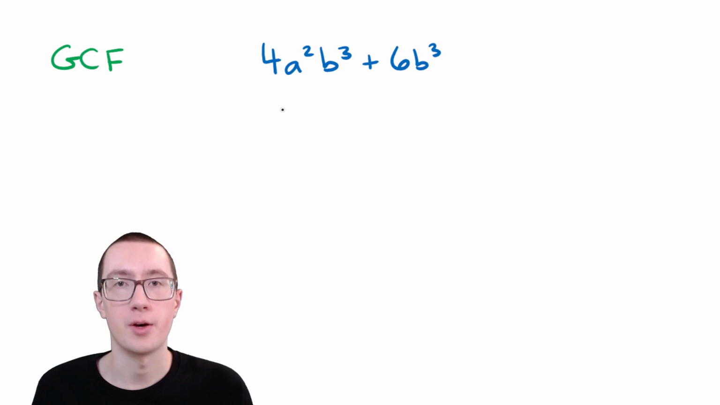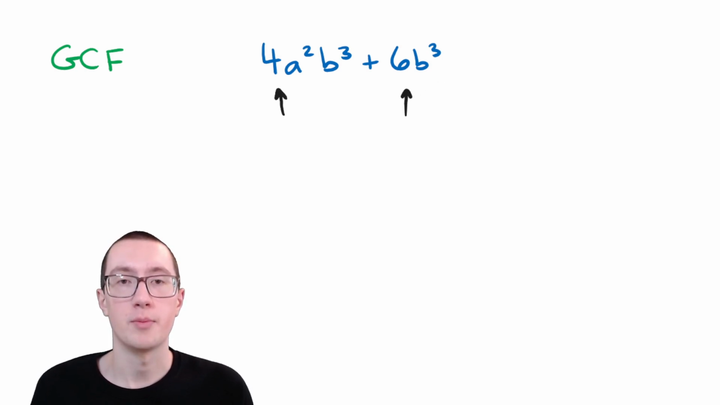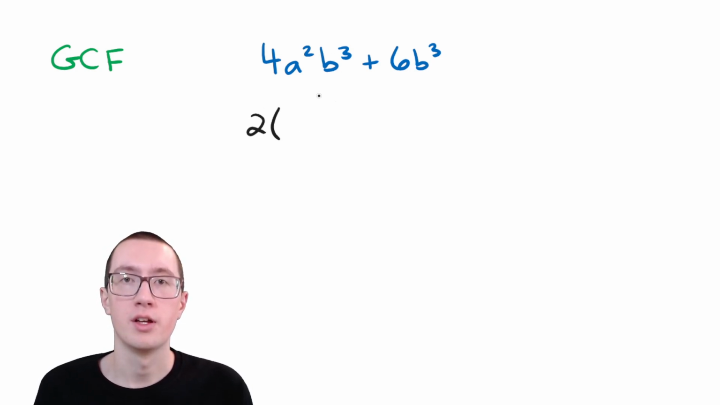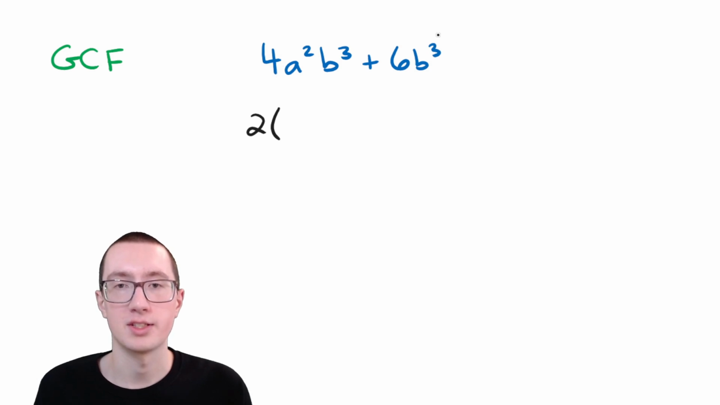So let's go ahead and look at the numbers first. I'm seeing 4 here and I'm seeing 6 here. Well, I'm noticing that these can both be divided by 2. 4 is 2 times 2, and 6 is 2 times 3. So 2 is a common factor between both of these. So let's go ahead and put a 2 on the outside of our polynomial, and on the inside, we're just going to put the same thing, but we divide everything by 2.